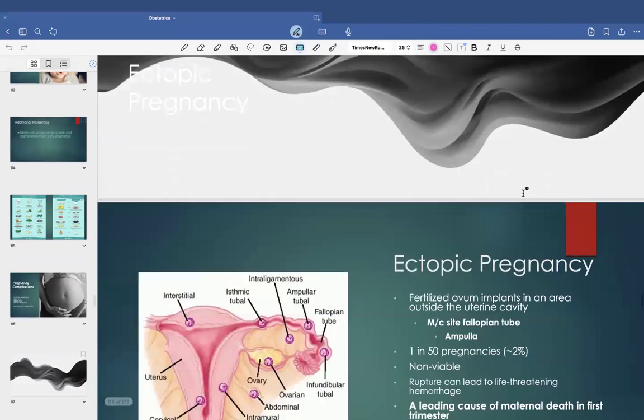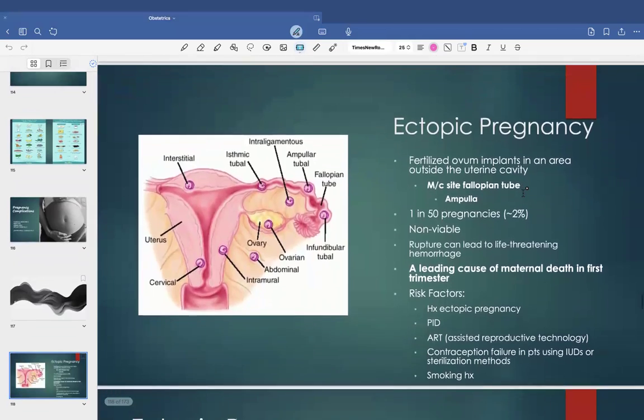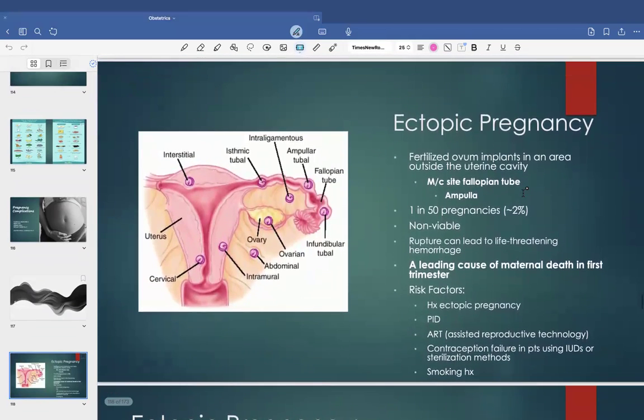This picture should be familiar to you. Just look at some of the anatomy. Ectopic pregnancy is when a fertilized ovum implants in an area outside of the uterine cavity. The most common site for implantation in an ectopic pregnancy is the fallopian tube.